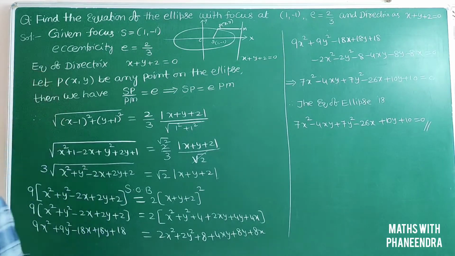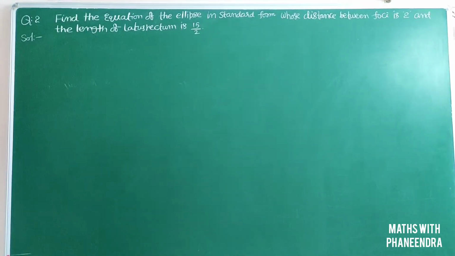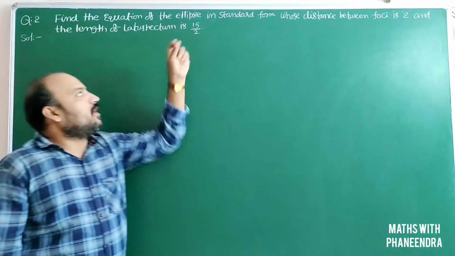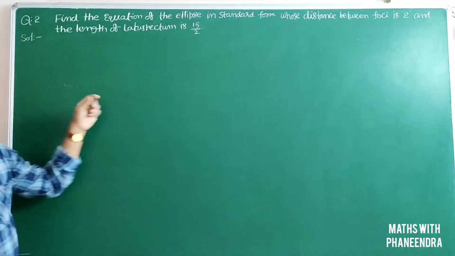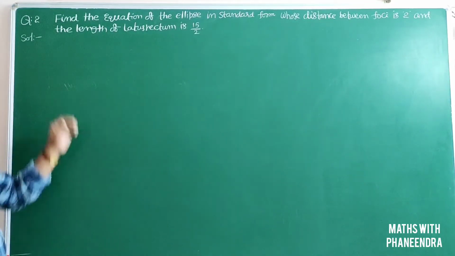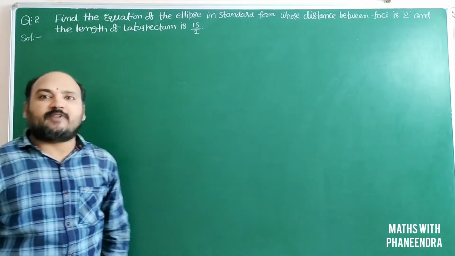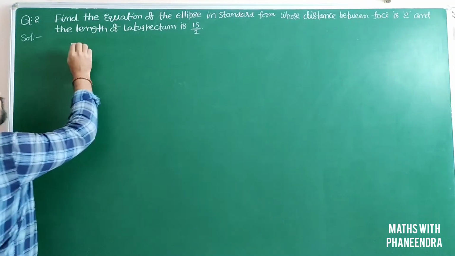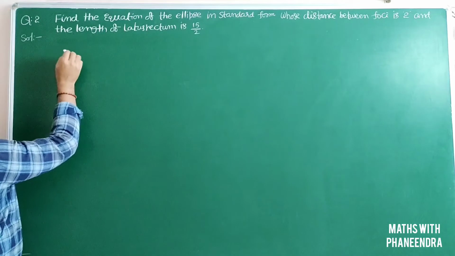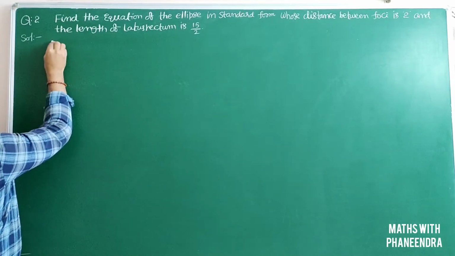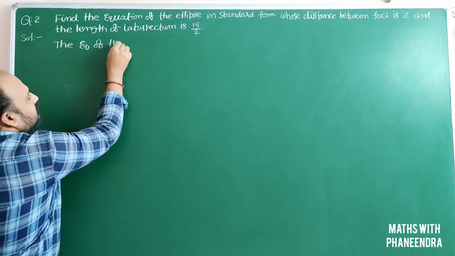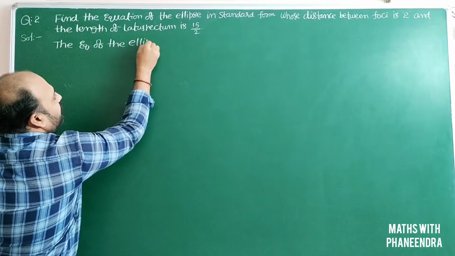We will move to the next question. The second question: find the equation of the ellipse in standard form whose distance between foci is 2 and the length of latus rectum is 15 by 2. So find the equation of the ellipse in the standard form. Let the required equation of the ellipse be in the standard form.